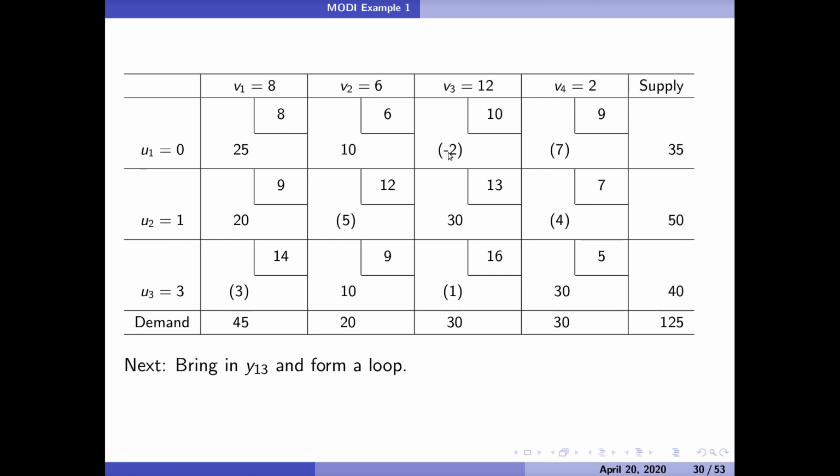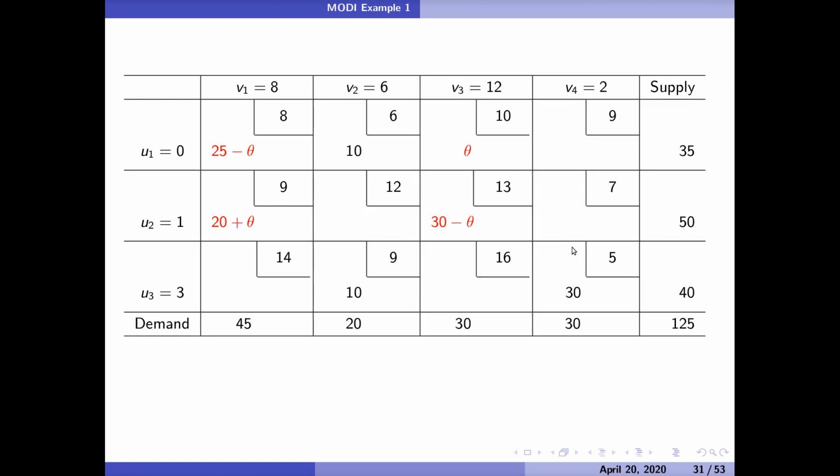So where's the loop going to be in this case? If I make this theta, then this is going to be 30 minus theta. Then I have to come all the way down to here to get a 20 plus theta, then a 25 minus theta, and then I skip over this guy. I skip over it and land here. Because remember, you can't have 3 cells in a row when you're forming a loop. Okay, good. So let's go ahead and write that in red so you can see it.